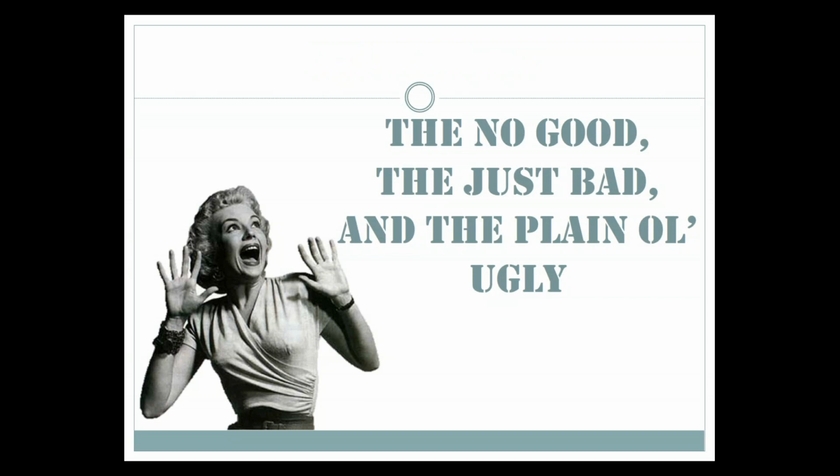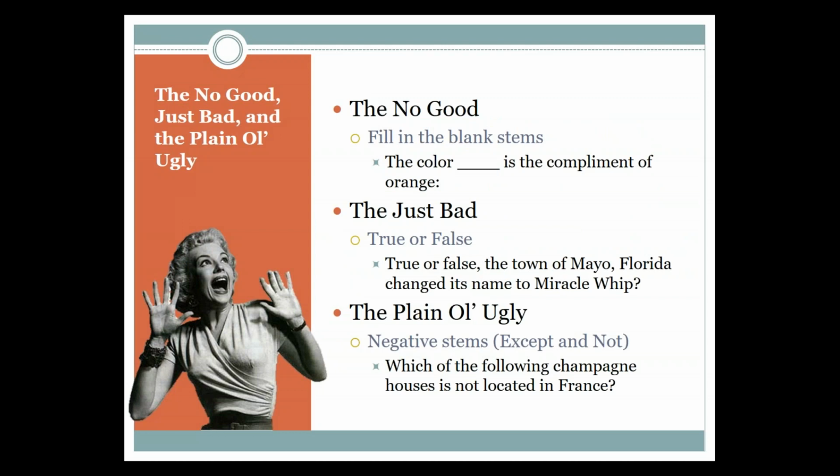So these are the no good, the just bad, and the plain old ugly, the awful formats that we want to avoid. So first, the no good are fill in the blanks. So we do not use any fill in the blank style items. There's an example given there. We also don't use true or false, because then you'll only have 2 options and we need 4.